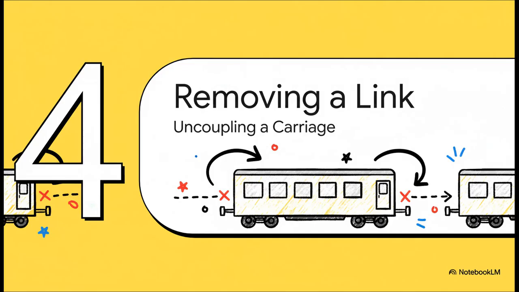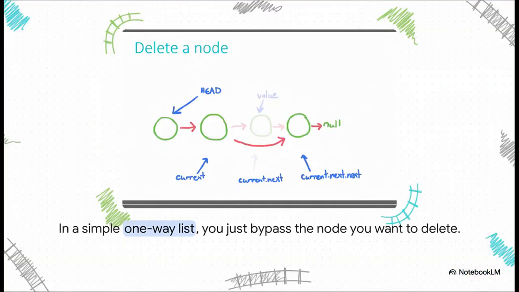So we can add carriages. What about taking one away? Let's look at how that works. Because when it comes to deleting a node, the true power of that two-way link really starts to shine. But first, to really appreciate it, let's look at a simpler one-way list. If you want to get rid of that middle node, all you have to do is change one single pointer.